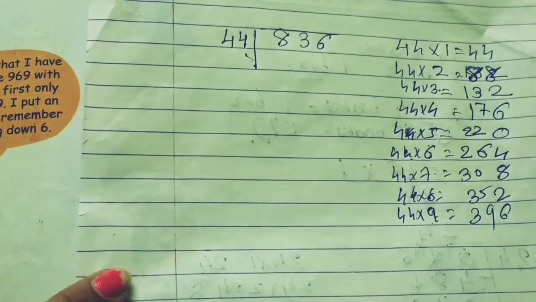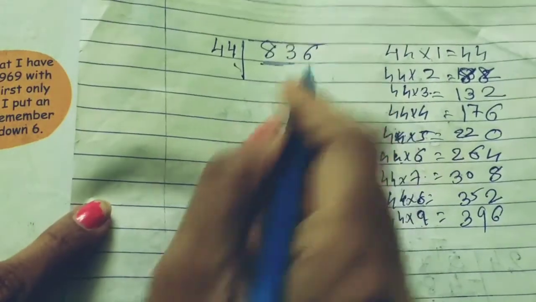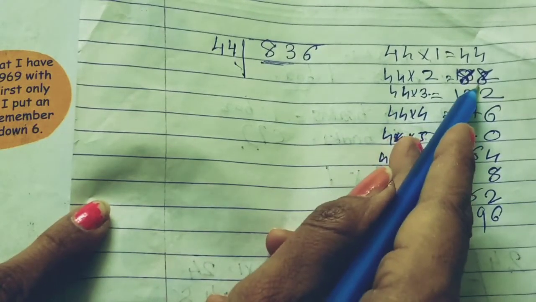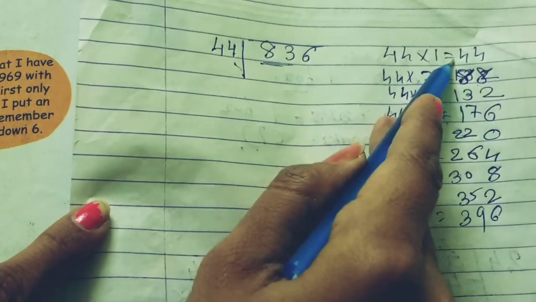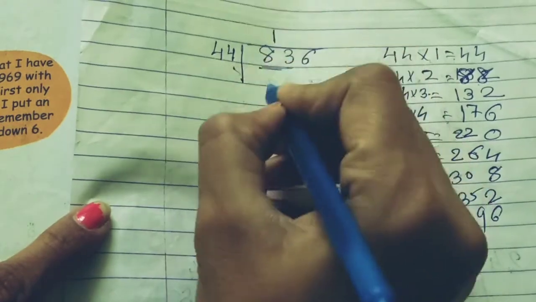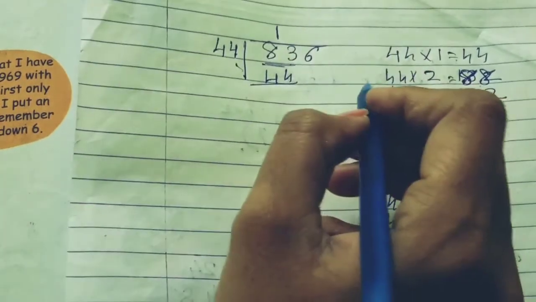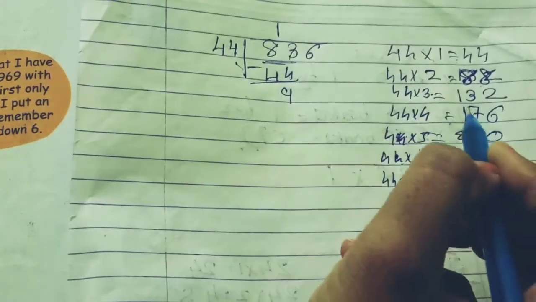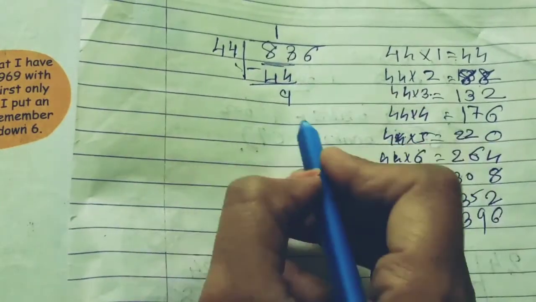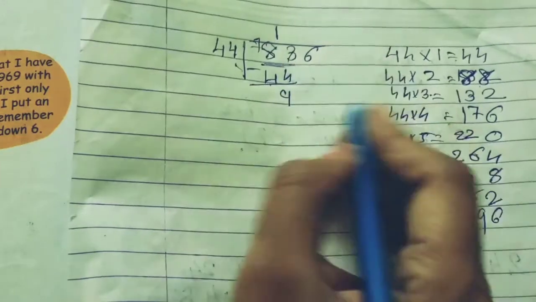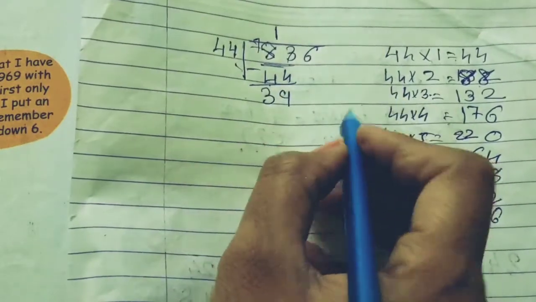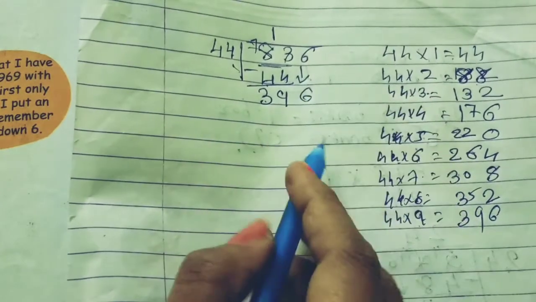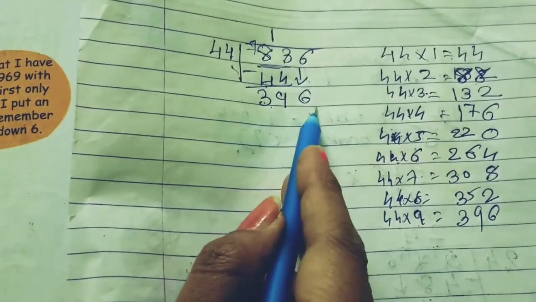Now 83, first check 83. Approximately 83. It is 88. 88 is not possible, so simple we will go with the 44 1s are 44. Then subtraction: 3 minus 4 is not possible, so 13 minus 4 is 9. And here 7 minus 4 is 3. We have 39 and we'll bring down 6. We have new digit 396.